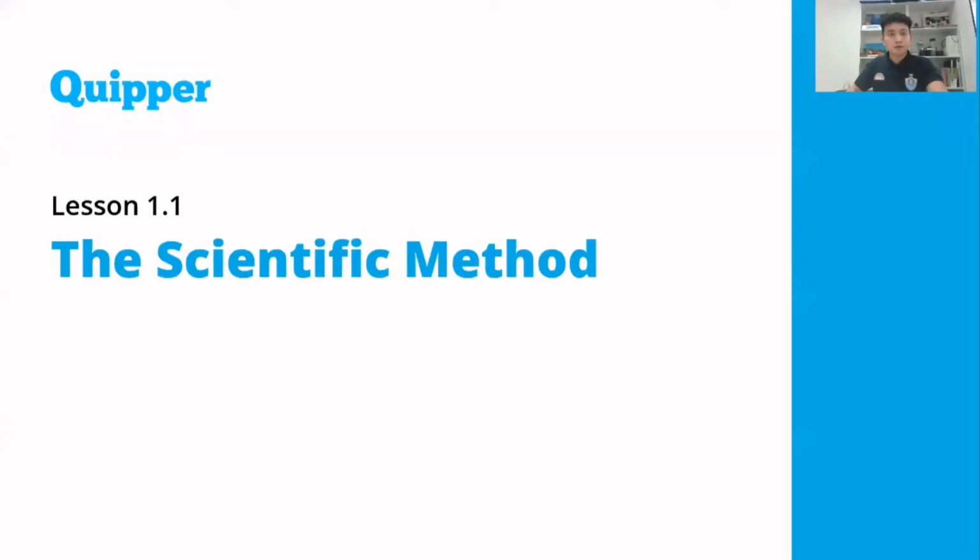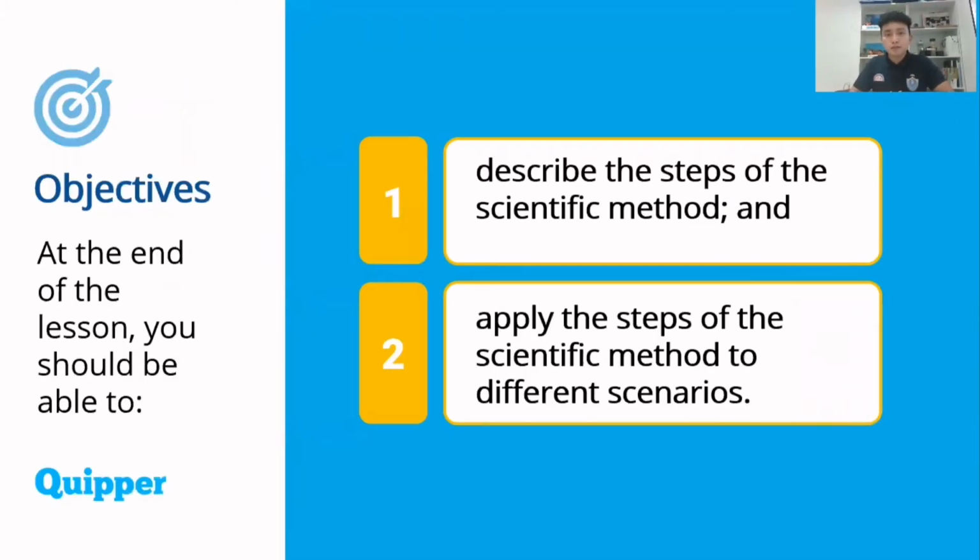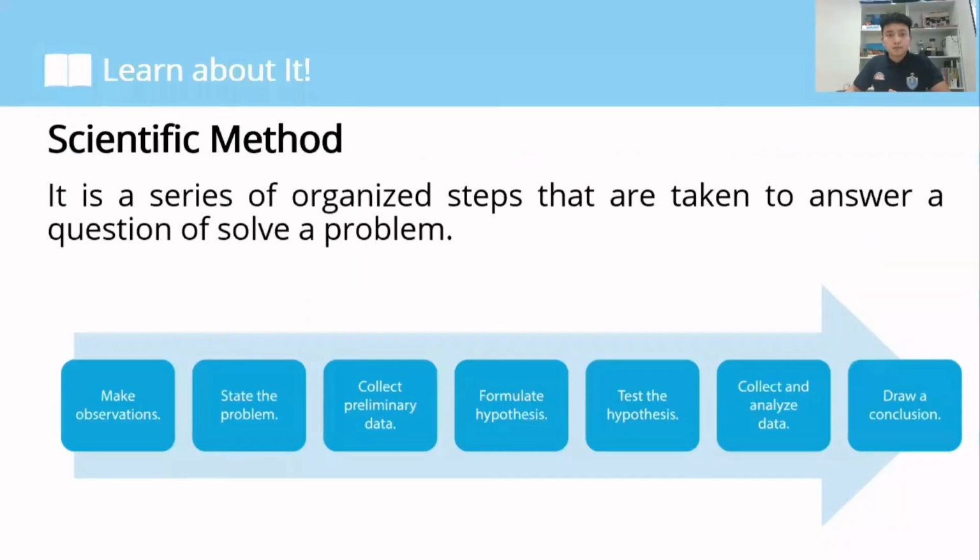All right, there you go. Our lesson one is the scientific method. All right, the objectives that we have here is we need to describe the steps of the scientific method and apply the steps of the scientific method to different scenarios. First, we need to define what is the scientific method. Scientific method is a series of organized steps that are taken to answer a question or solve a problem.